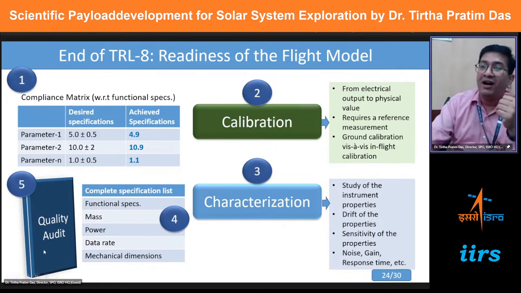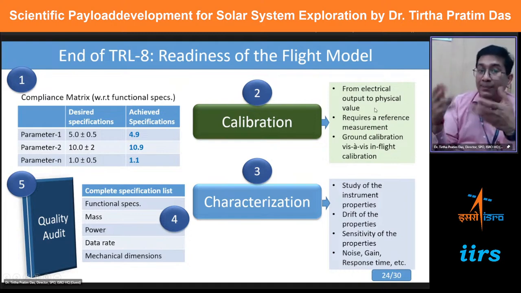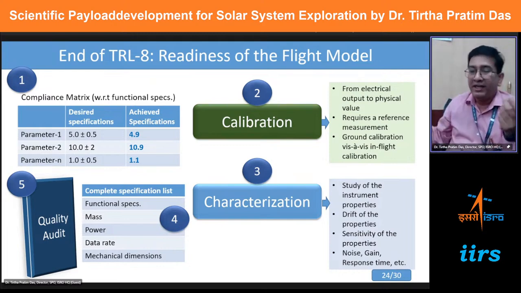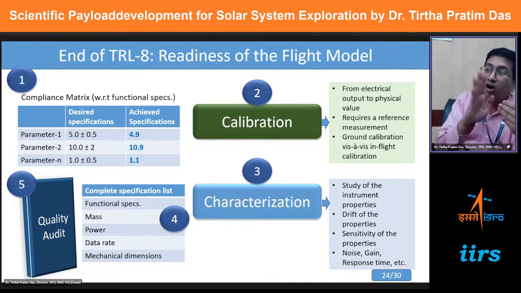So what do you have? You have a compliance matrix. You start with the desired specifications, and with all this reliability increase and improvements, you have now come to the achieved specifications, which are well within the range of the desired specifications. Then you do a calibration from electrical output to the physical value, because at the end of the day, you're interested in what temperature you are going to see, what photons you are going to measure, what pressure you are going to measure, all physical quantities. Output is coming in voltage or current. So there should be a correlation between the electrical output and the physical quantity.